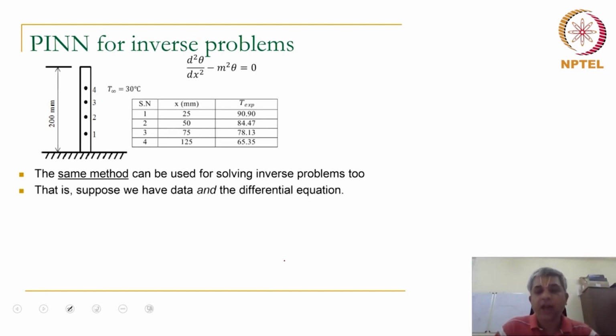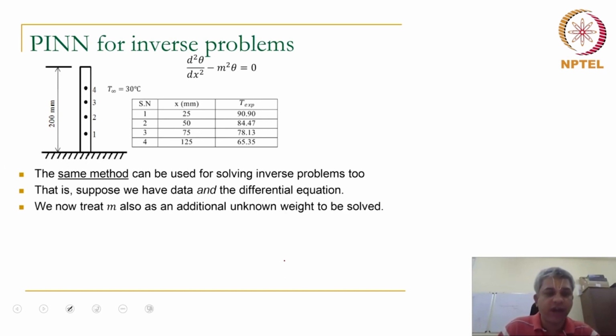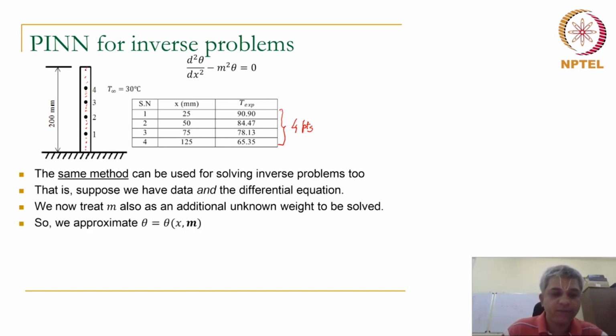If you have the data and the differential equation, where do you have it? The differential equation holds at as many points as you want. Data you have at some limited points. Here, let's say using thermocouples, you measured at 4 points. But we do know that at every point, even when I don't have the thermocouple measurement, my differential equation is solved. So that's the real idea behind using PINNs there. Now we treat this m also as an additional unknown weight to be solved.